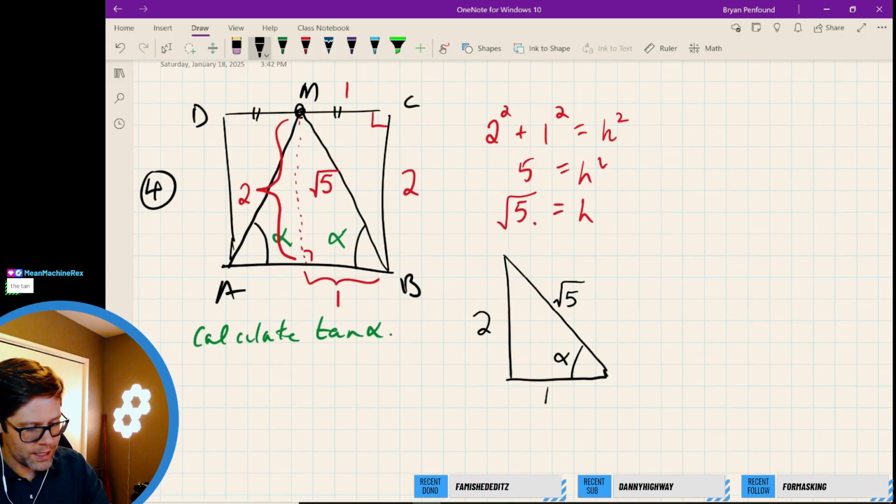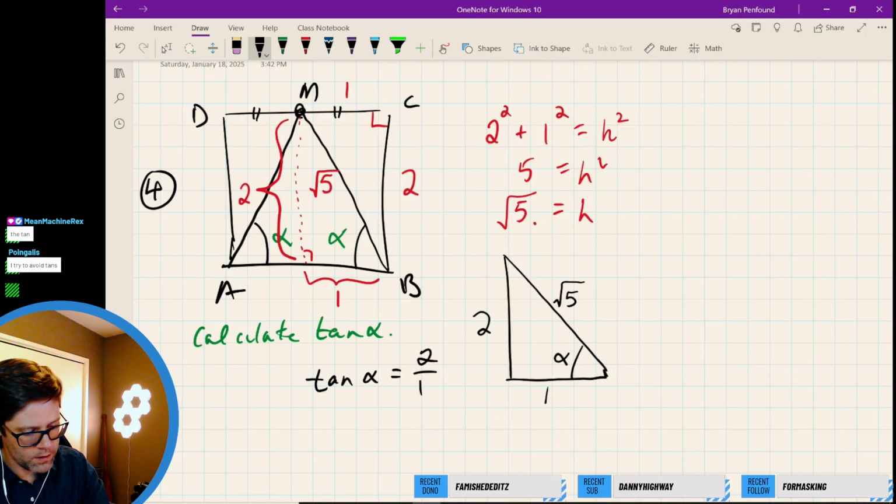And so we need tan of this angle. So tan of this angle is opposite over adjacent. So it should be 2.